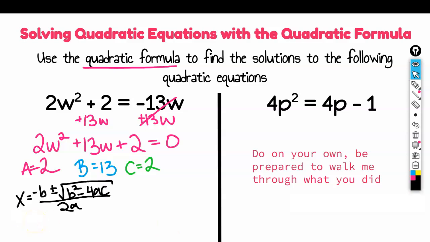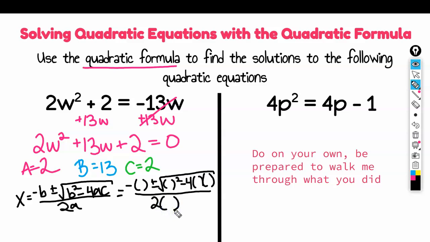Now, this is my quadratic formula. What I am going to do is literally anywhere I see a letter, I am going to put parentheses. So, equals negative parentheses plus or minus the square root of parentheses squared minus 4 parentheses all over 2 parentheses. And inside of these parentheses, I am going to be putting the different numbers.